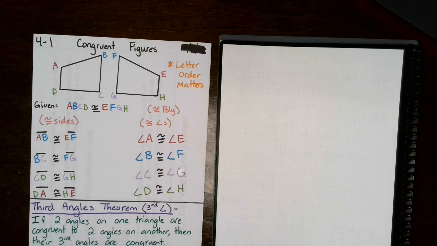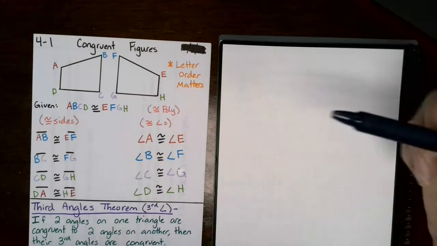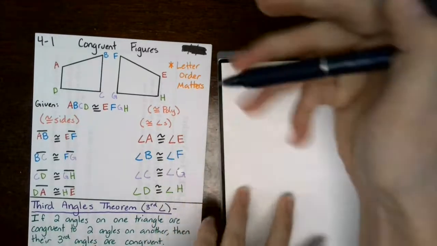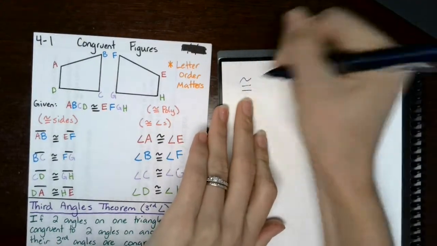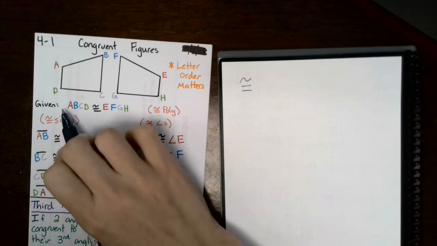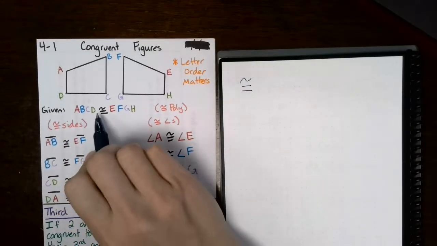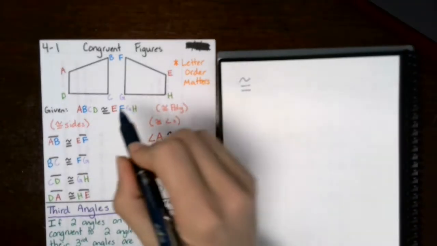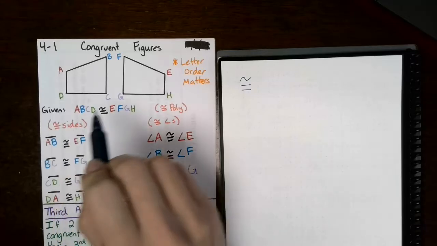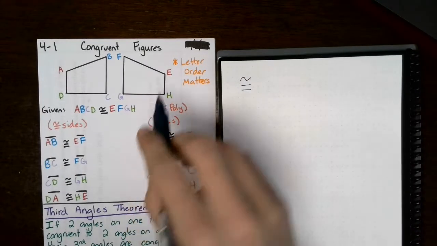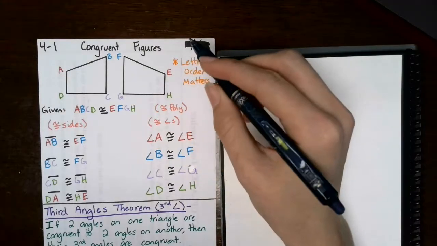Okay, so for 4-1, congruent figures, this is just the general idea about congruent shapes. And so remember, congruent means equal. We know the symbol for that to be an equal sign with a squiggle over it. So that is congruent. So if we are given that this shape, ABCD, is congruent to EFGH, that means something very important. That means all the sides are going to be congruent and all the angles are going to be congruent. But it has to be the corresponding angles, and that's why letter order matters here, okay?